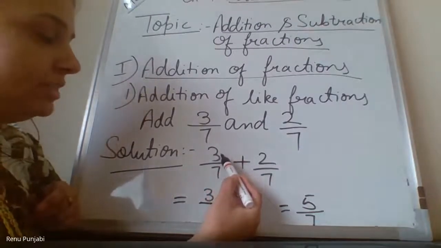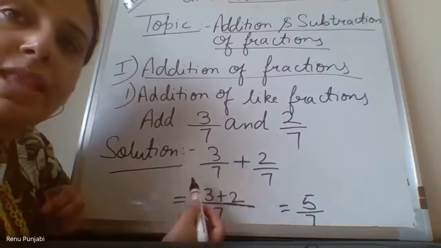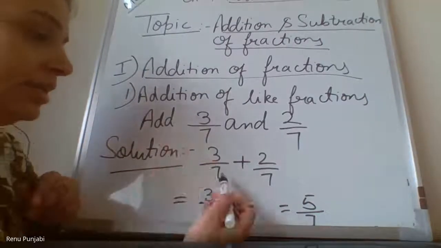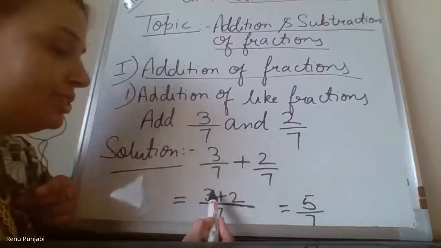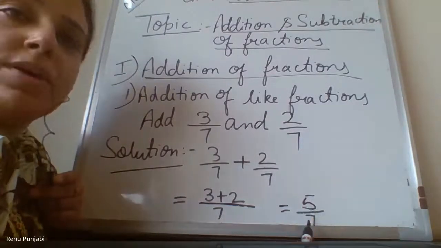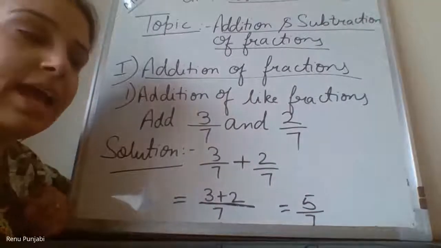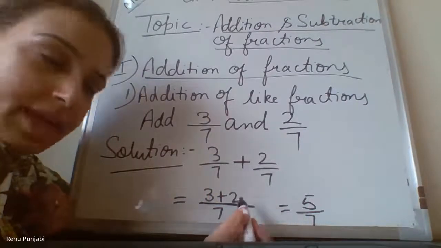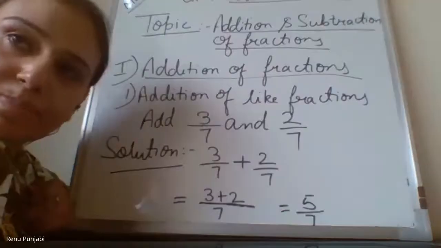Now our first fraction is 3 upon 7 plus 2 upon 7. Now when the denominators are the same, we take the common denominator and we just add the numerators. 3 plus 2 is 5 upon 7. Like fractions are very easy to add. As I said, take the common denominator because the denominators are the same and just add: 3 plus 2 is 5 upon 7.